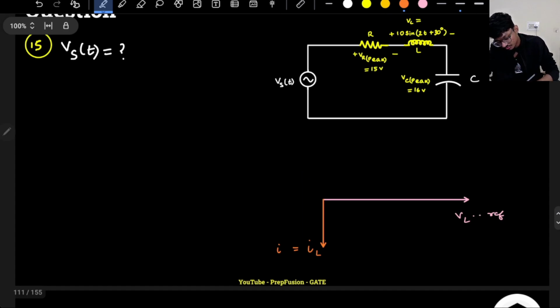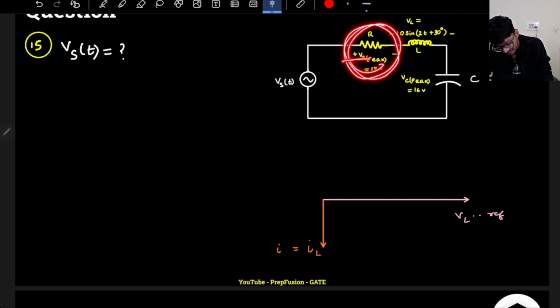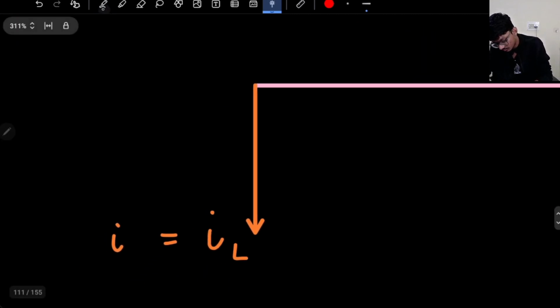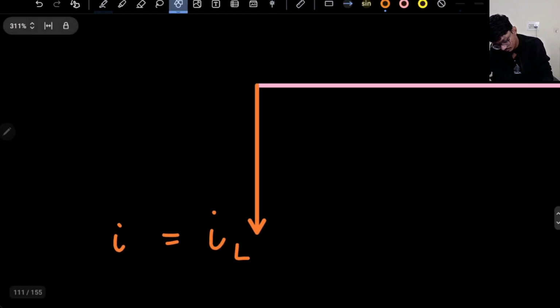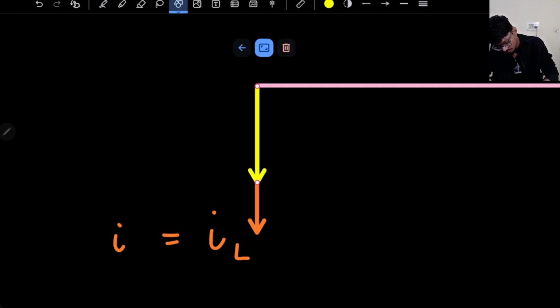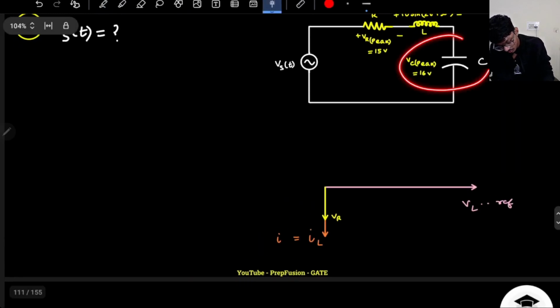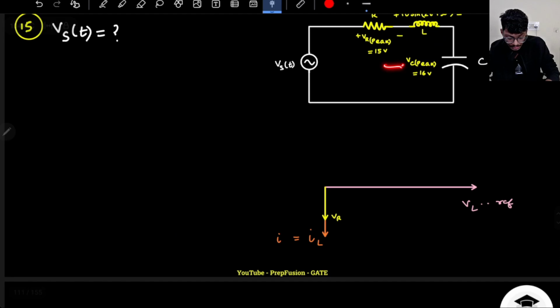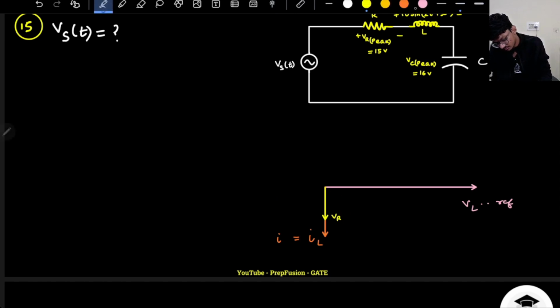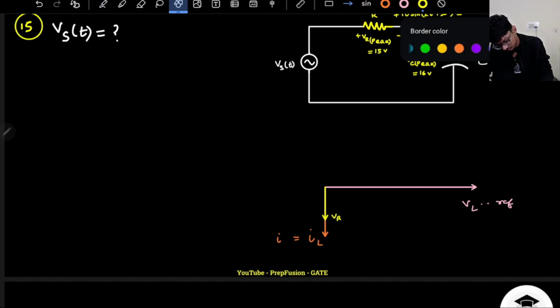So now I know the current. So voltage also will be in the same phase. What voltage? This voltage will be in the same phase as the current only, because for a resistive circuit voltage will be in the same phase. So this is my VR. What about this voltage? Now this voltage will lag the current by 90 degrees, because we know capacitor current leads the voltage by 90 degrees. So basically this voltage will be here.